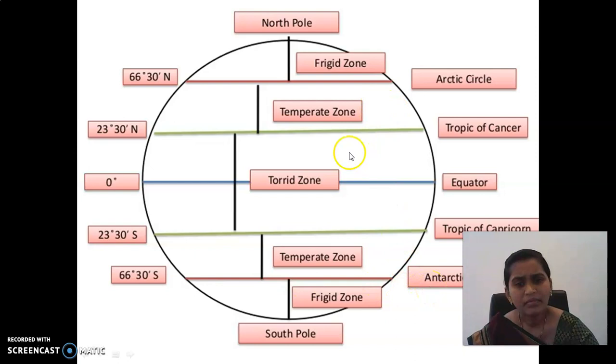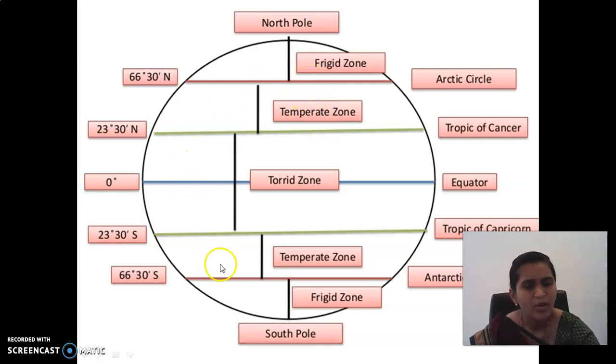This region, from the equator to the Tropic of Cancer till the Tropic of Capricorn, will be called the torrid zone. So what is the meaning of torrid zone? In this zone, it is very hot places. We can see this portion will be so hot. Whatever countries lie in this region will be so hot. Same way, the rainfall will also be more. Furthermore, if we move above this torrid zone, we can see the temperate zone from the Tropic of Cancer to the Arctic Circle.